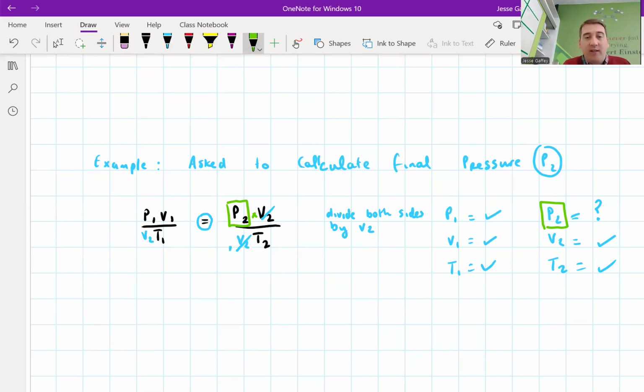The other thing I can do is cancel this T2 by putting it in the numerator as well, because now I've got T2 divided by T2. You put it in the numerator, or that's the same as multiplying. So multiply both sides by T2.